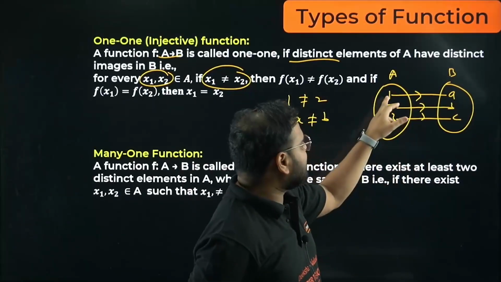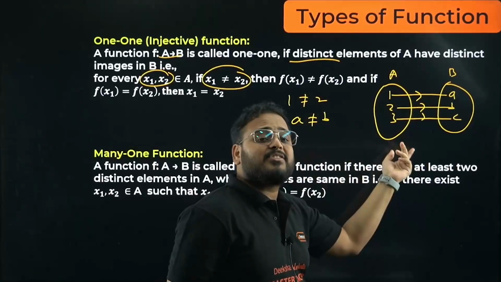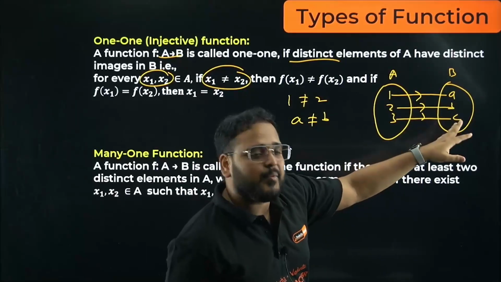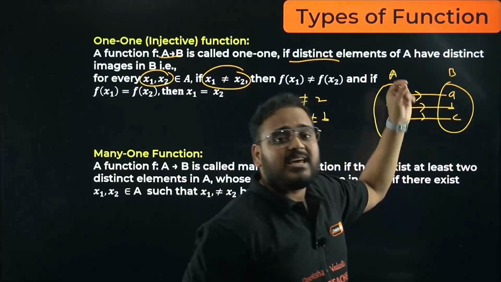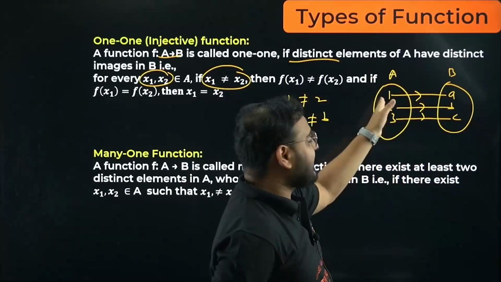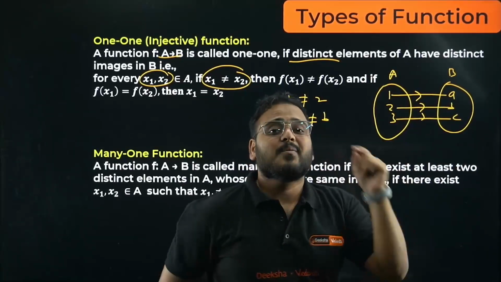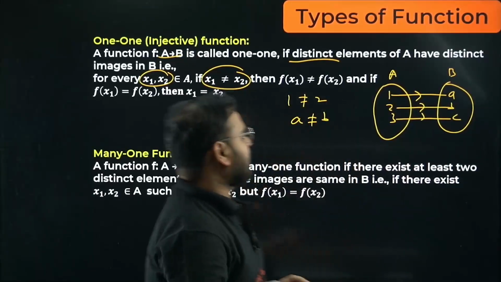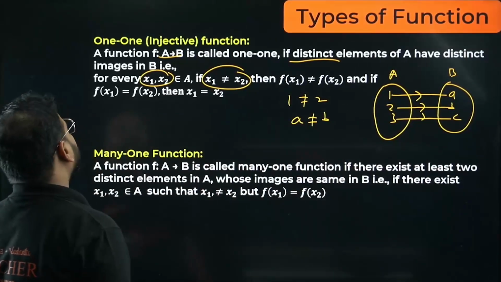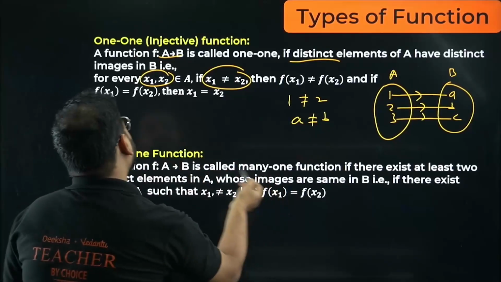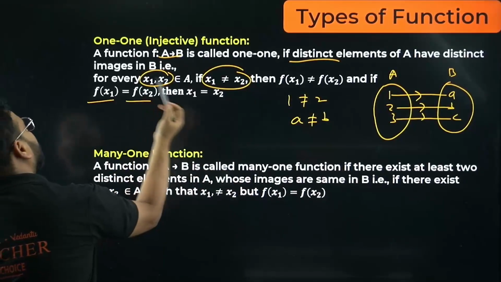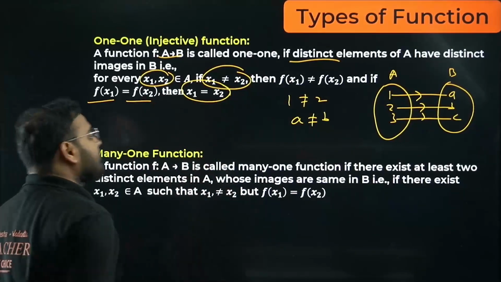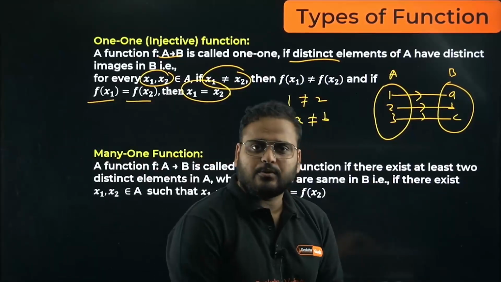And what are 1, 2, 3 called? Pre-images of the elements of set B. I'll repeat again: A, B, C are called images of the elements of set A, whereas 1, 2, 3 are called pre-images of the elements of set B. Correct? So that is what it is. Whenever I say that f(x1) equals f(x2), then the numbers have to be equal. That's what uniqueness means.